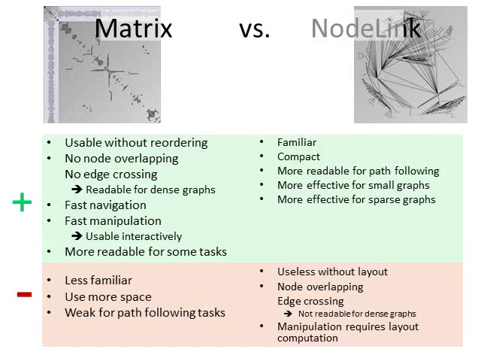When you have path-following tasks and the network is not too dense, then the node link diagram is better. But when the network becomes too dense, it's unusable anyway. So there are some good reasons to use node link diagrams. The matrix, as I said, is effective and has a lot of advantages, but it's much less familiar. It uses more space, especially when the network is sparse, because there is a lot of white space. And there are tasks that it doesn't support extremely well, like path following. And it requires some ordering in order to be well displayed, to show high-level things.